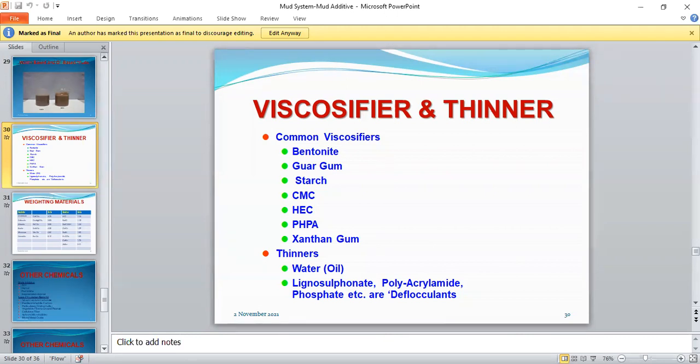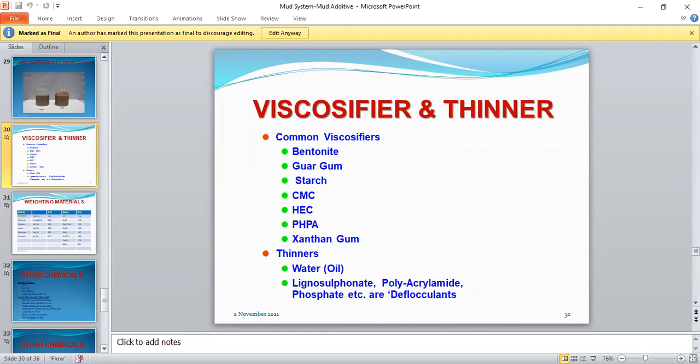Xanthan gum is very good. It's a polymer. From starch downward are polymers. Starch, CMC, HEC, PHPA, partially hydrolyzed polyacrylamide. PHPA is partially hydrolyzed polyacrylamide. Xanthan gum is very good. In fact, it's a polymer. Fresh water, salt water, it will give it to you. It gives you viscosity. It gives you fluid loss control.